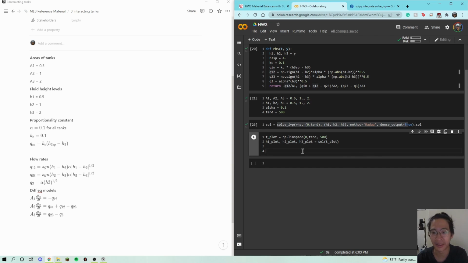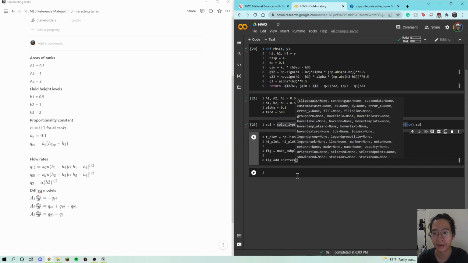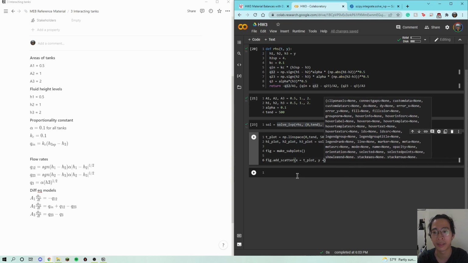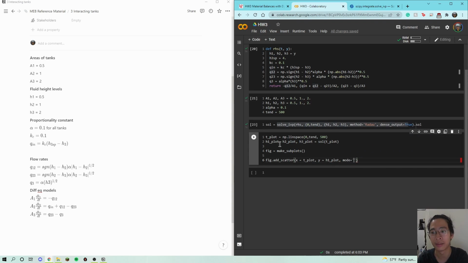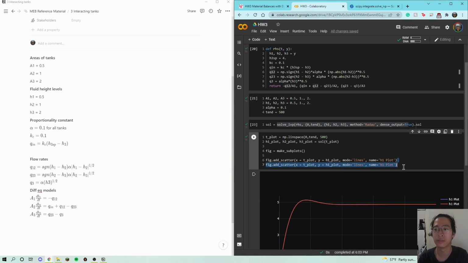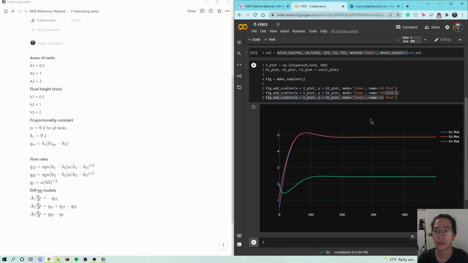Okay, so let's plot it. fig equals make_subplots as always. Then we do fig.add_scatter, x equals t_plot, y equals h1_plot, mode equals lines, and name we'll call it h1_plot. Repeat three times. I accidentally held down shift, but let's go ahead and change that. h2, h3. And there we go.